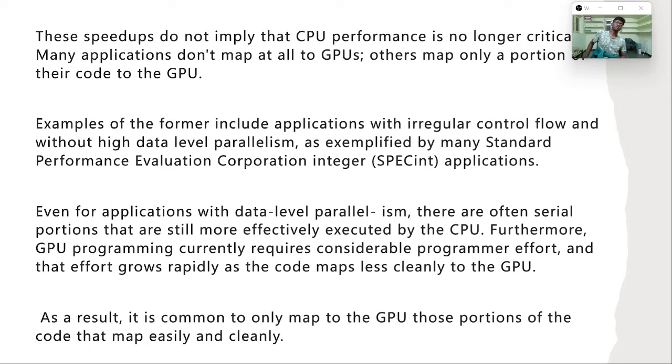Examples of the former include applications with irregular control flow and without high data level parallelism, as exemplified by many standard performance evaluation corporation and other applications. Even for applications with data level parallelism, there are often serial portions that are still more effectively executed by the CPU. Furthermore, GPU programming currently requires considerable programmer effort, and that effort grows rapidly as the code maps less cleanly to the GPU. As a result, it is common to only map to the GPU those portions of code that map easily and cleanly.